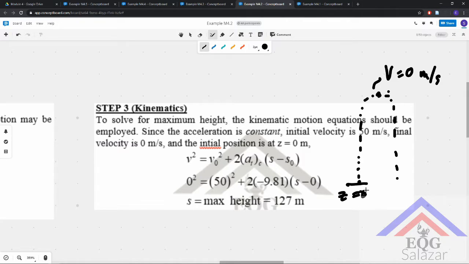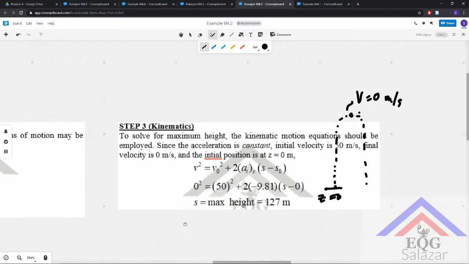So applying that, substituting those values into this equation here for a particle under constant acceleration, we will have a max height of 127 meters.